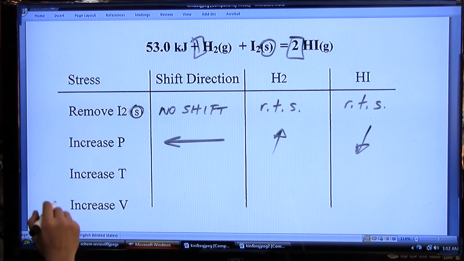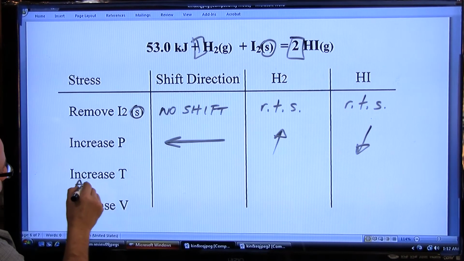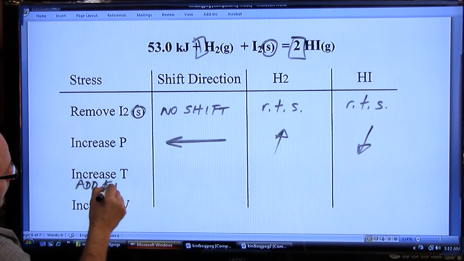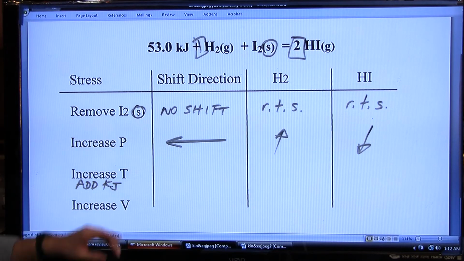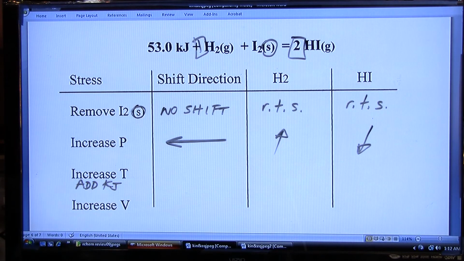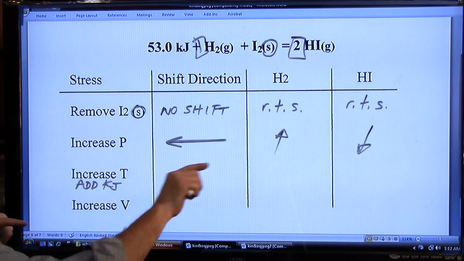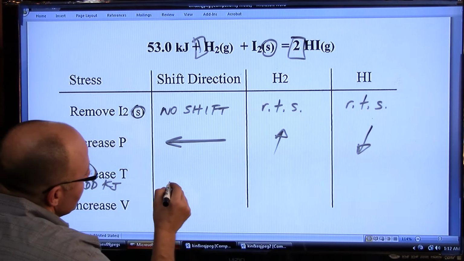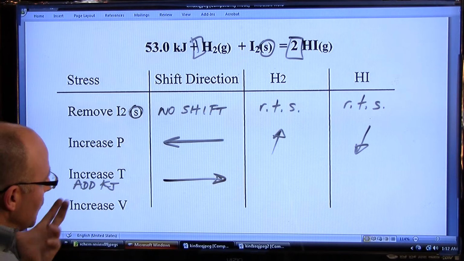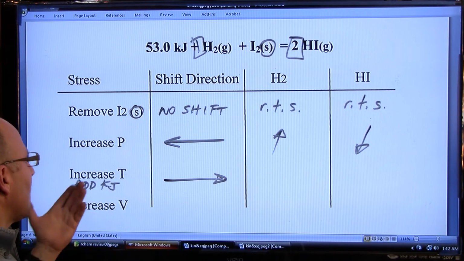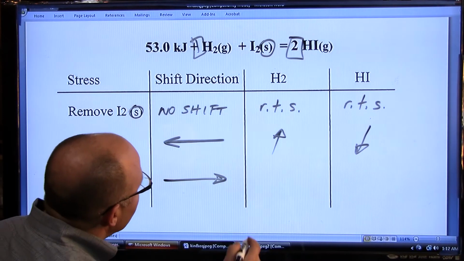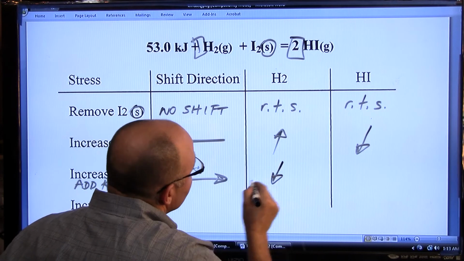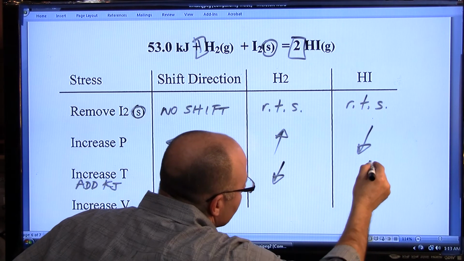Increasing temperature, let's translate that into adding kilojoules. Find where the kilojoules are, which is on the left side here. So if I add heat, it's going to shift away from the heat. So it's going to shift to the right to consume that heat, to undo what I just did. And so the H2 will decrease, and the HI will increase.